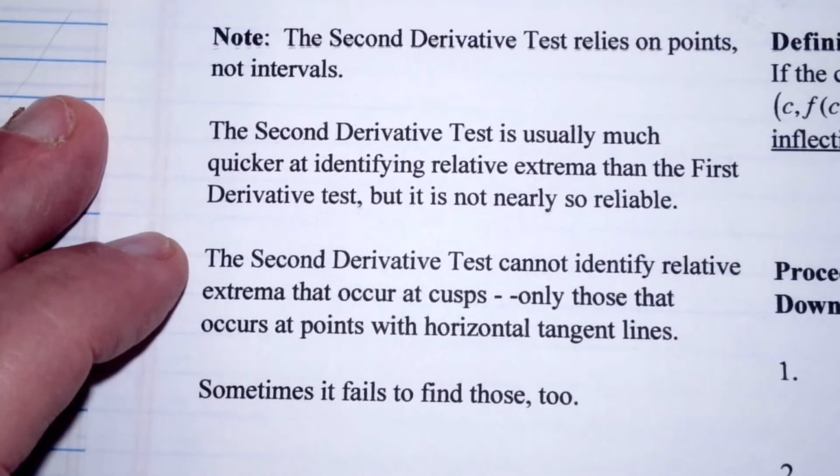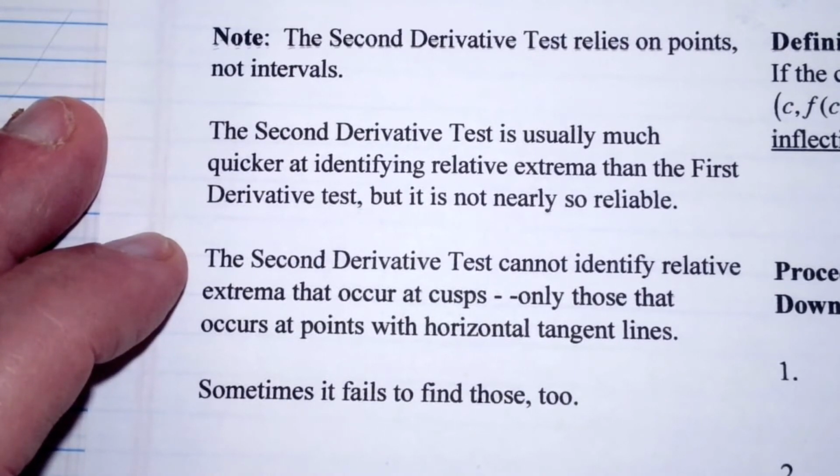So the second derivative test is fairly straightforward. It's a little bit faster than the first derivative test. You don't have to worry about testing intervals. All you have to do is plunk the numbers down into the second derivative and see what you've got.